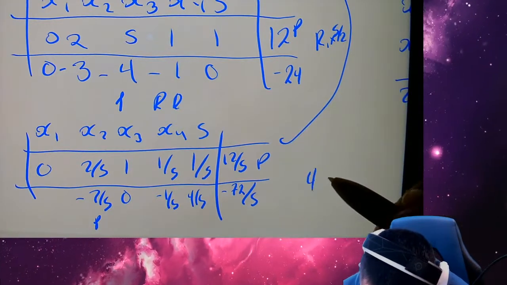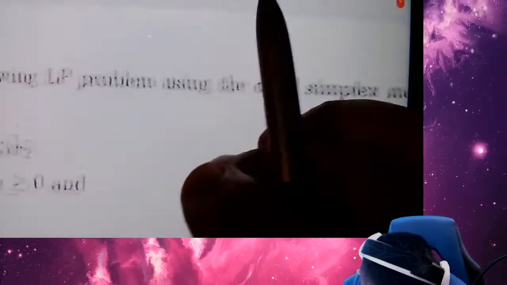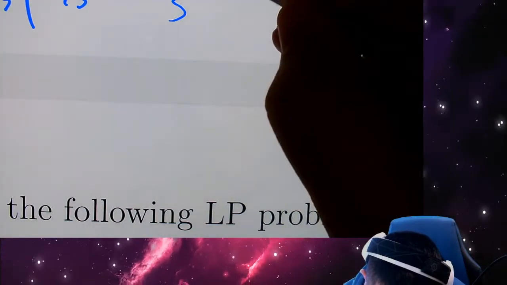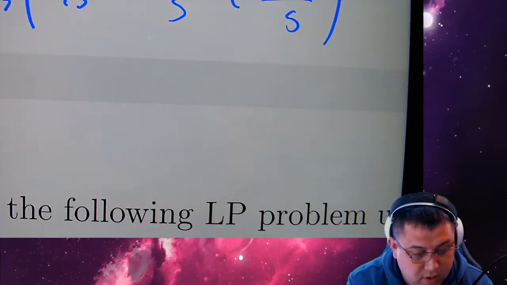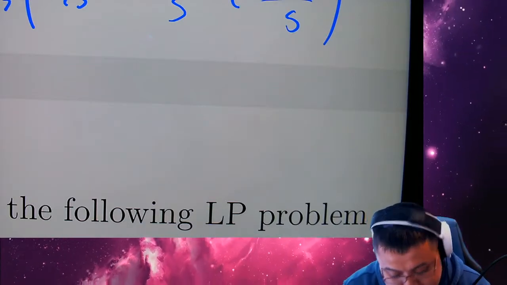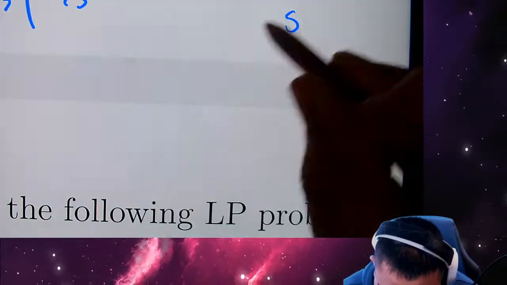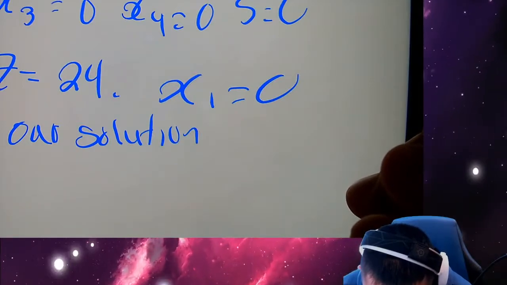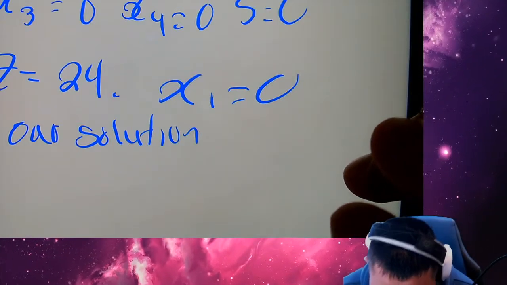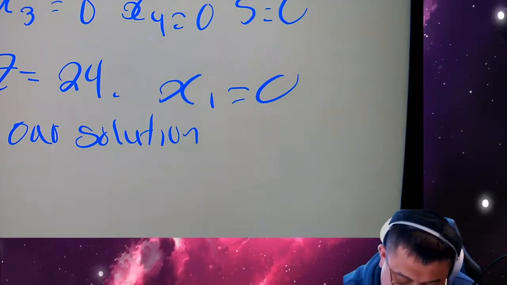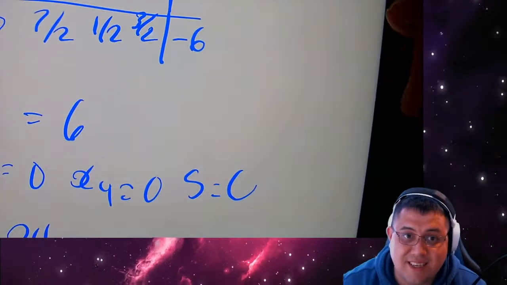So we get 48 over 5. And we add it to 24 negative times 5 over 5. So 24 times 5 minus 48 is 72 over 5. This is an optimal solution. It doesn't give us 24. This becomes negative 6. Look at this.